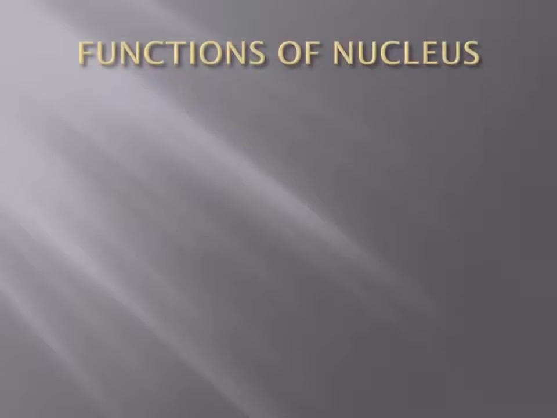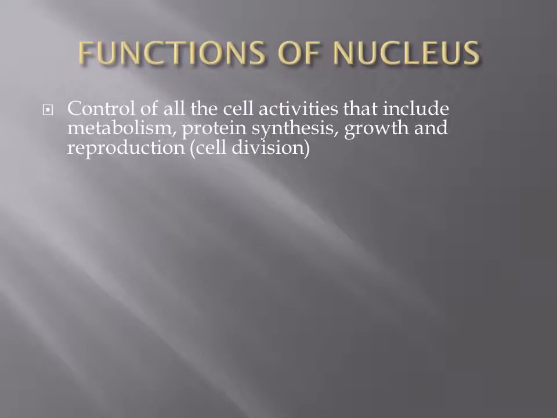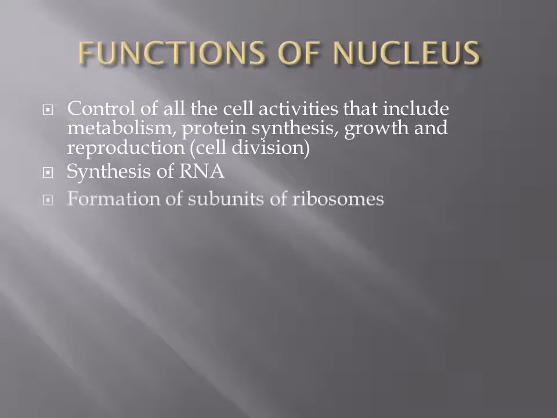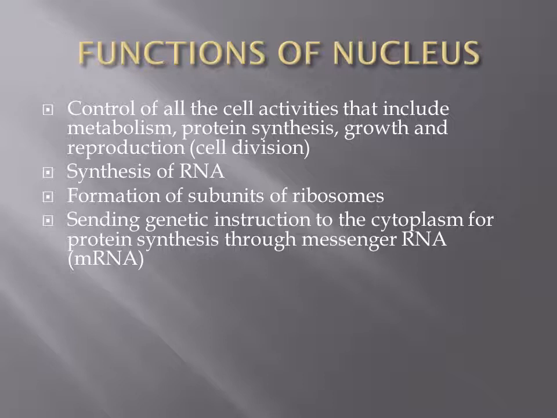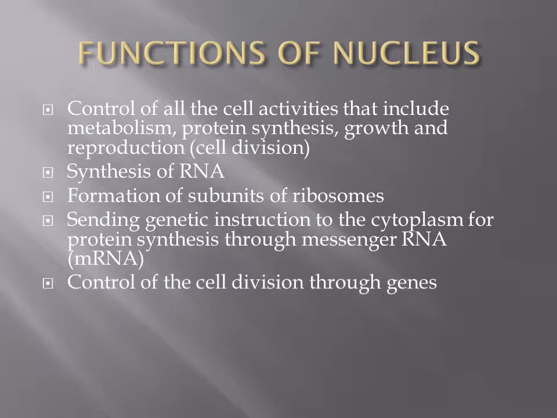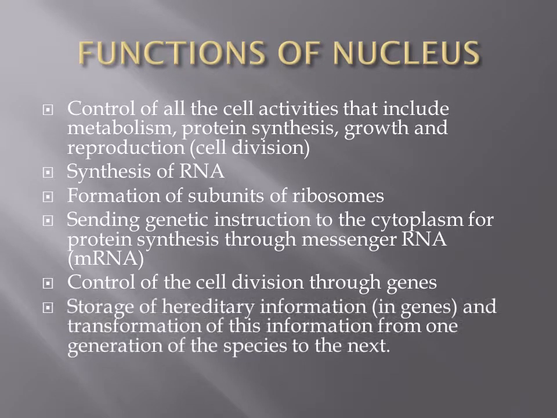Function of nucleus. Control of all the cell activities that include metabolism, protein synthesis, growth, and reproduction. Synthesis of RNA. Formation of subunits of ribosomes. Sending genetic instruction to the cytoplasm for protein synthesis through messenger RNA. Control of the cell division through genes. Storage of hereditary information, and transmission of this information from one generation of the species to the next.